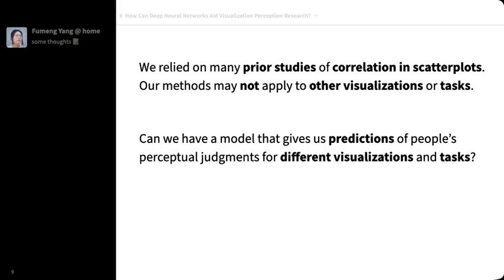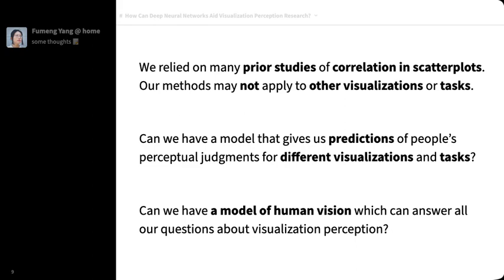Second, suppose the methods apply. If we change the scatter plot slightly, we have to recollect the data and refit the model. Can we have a model that can give us good predictions of people's perceptual judgments for different visualizations and tasks, such that we don't have to do the same thing again? Third, even more ambitiously, can we have a model of human vision which can answer all our questions about visualization perception?